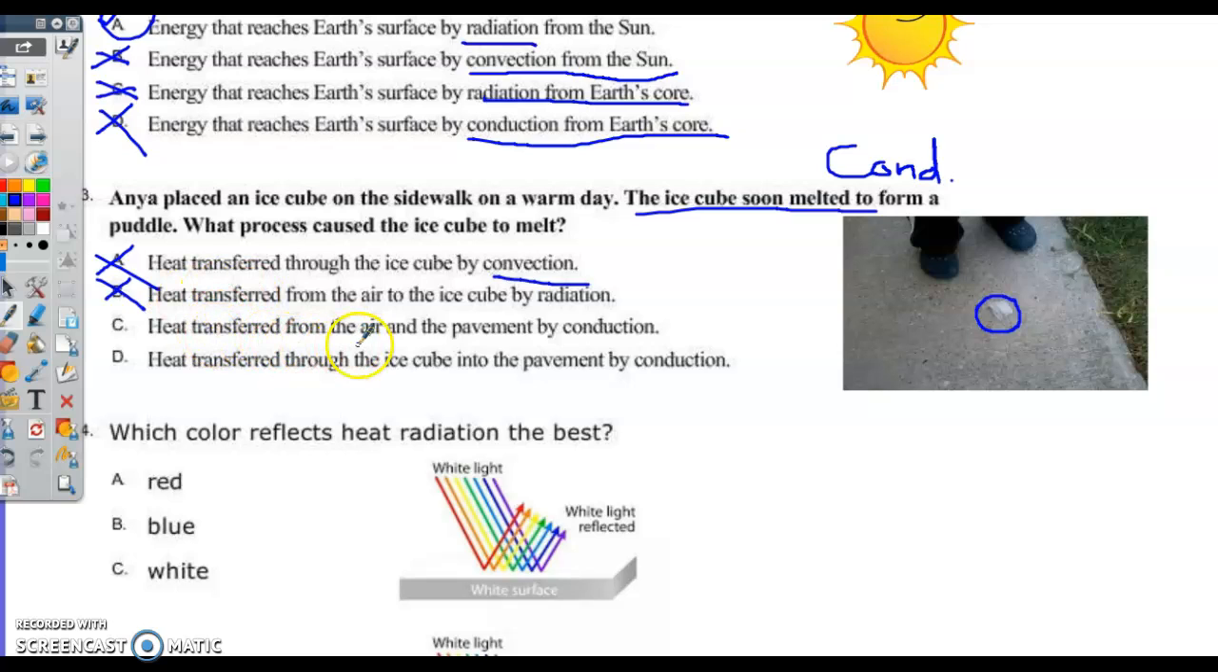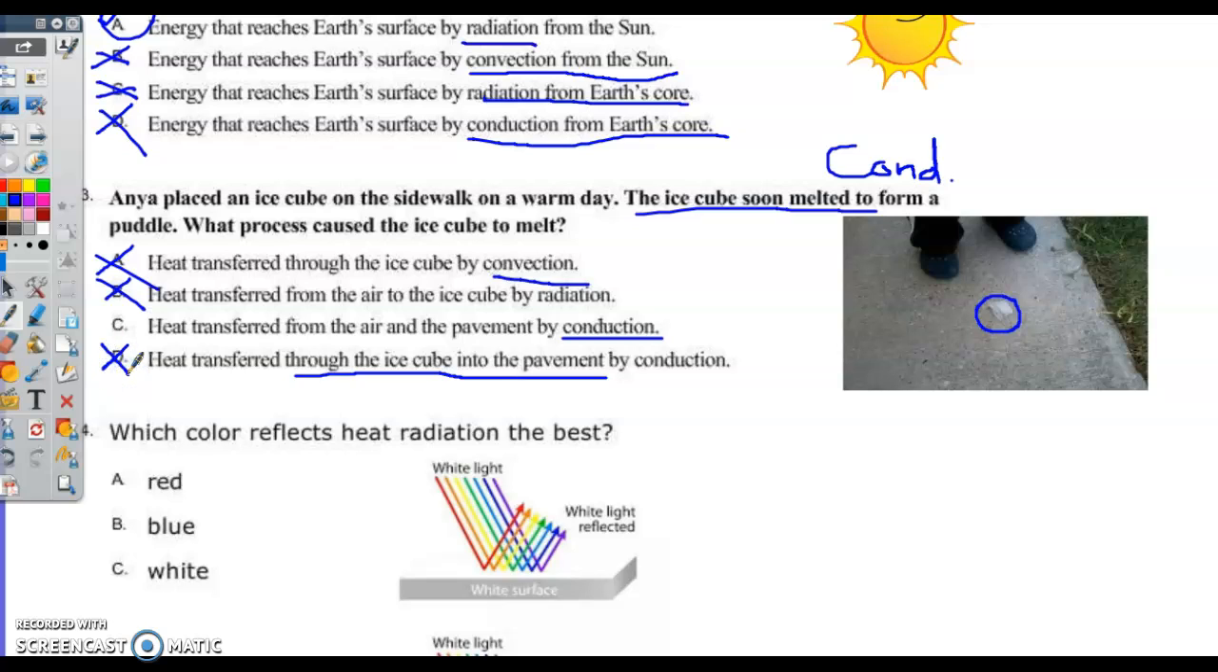Heat transferred from the air and the pavement by conduction. Well, it has that word that you use, so I'm going to at least keep that one. Heat transferred through the ice cube into the pavement. We said heat moves from the warmer object to the colder object, so that eliminates D.